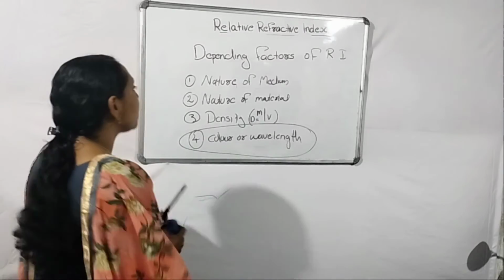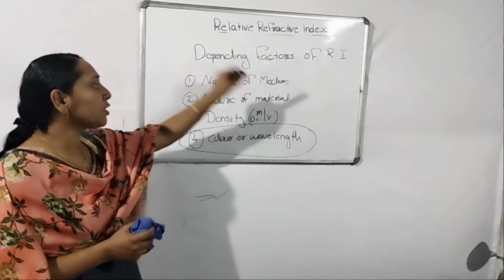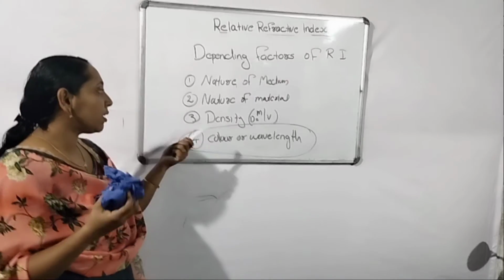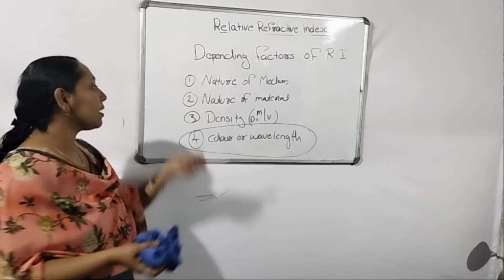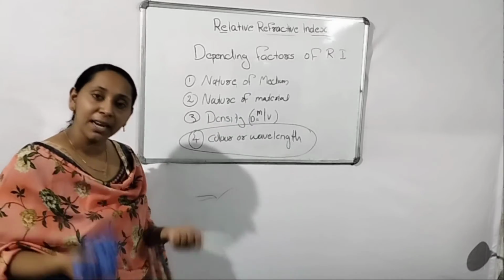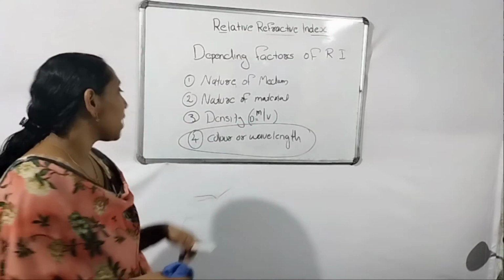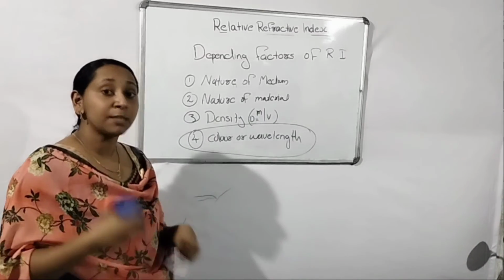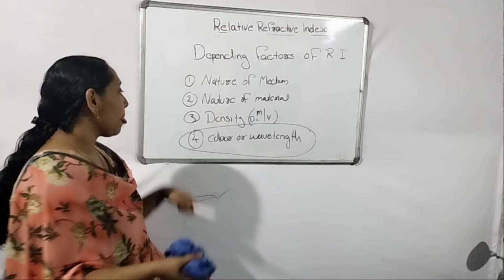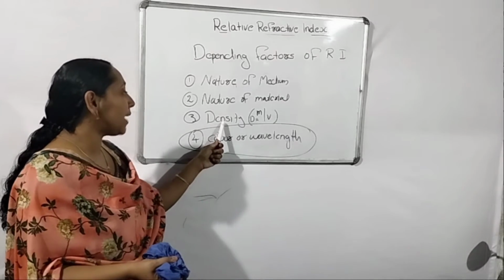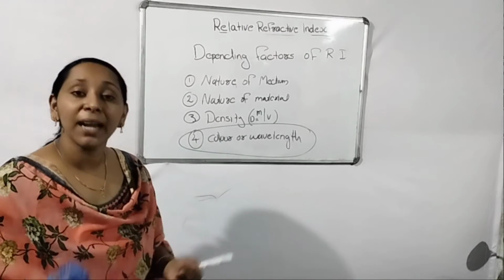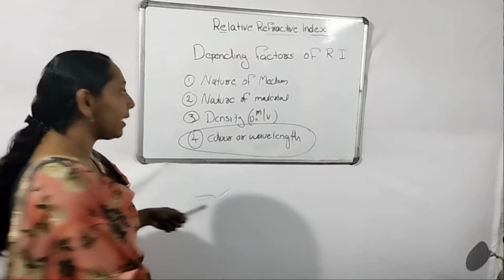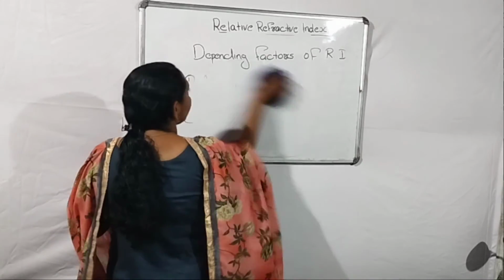So the depending factors are the nature of the medium. Different media have different speeds of light, that's the reason the nature of the medium affects refractive index. The nature of the material, because different materials have different refractive index. And density, because speed also depends on density. For example, as density increases, speed decreases. The last one, color and wavelength, we have to study in detail.